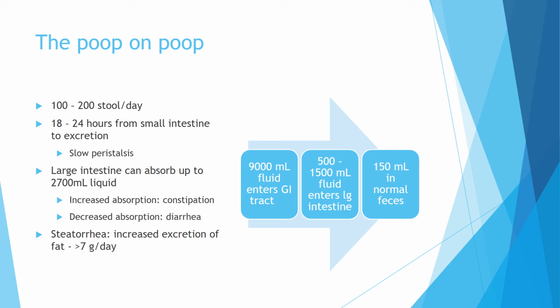And so you can see here in the little picture, they're saying on average, 9,000 milliliters of fluid enters the GI tract each day. That's at the top of the small intestine. Of the large intestine, only between half a liter and 1.5 liters enter, with about 150 milliliters being produced in normal feces a day.